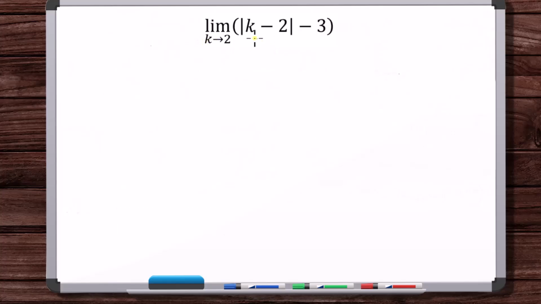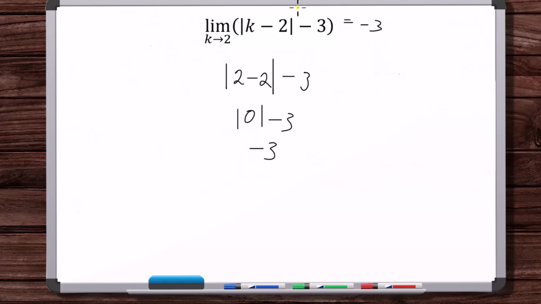Okay, the limit as k approaches 2 of the absolute value of k minus 2 minus 3. Well, absolute values are in general continuous everywhere, unless you might have a function inside of the absolute value that isn't continuous everywhere, but an absolute value in general is continuous everywhere. So let's just plug in 2 and see what we get. So there you go. This is going to be equal to minus 3.